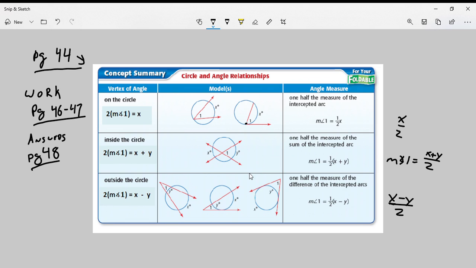Like we said for most of the rules with circles, none of these rules are particularly difficult. It's adding, subtracting, and dividing. That's what most of us do. The problem is that there are a lot of them. There's a lot of these rules, and you have to remember them all. So the more you practice, the better.